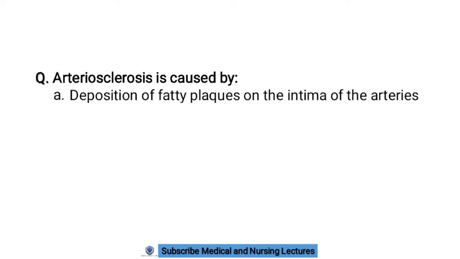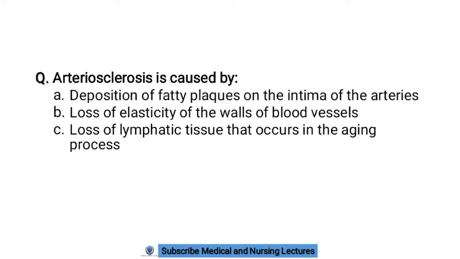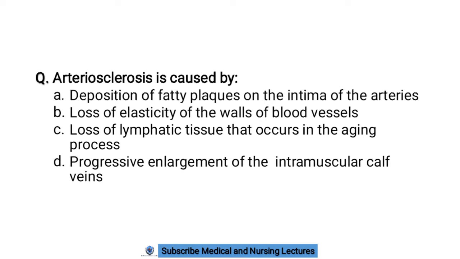Arteriosclerosis is caused by: option A, deposition of fatty plaques on the intima of the arteries, option B, loss of elasticity of the walls of blood vessels, option C, loss of lymphatic tissues that occurs in the aging process, option D, progressive enlargement of the intramuscular calf veins, option E, taking a high sodium diet. Here the correct option is option A, deposition of fatty plaques on the intima of the arteries.